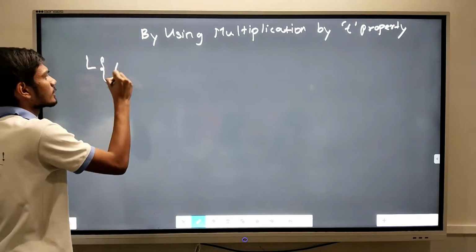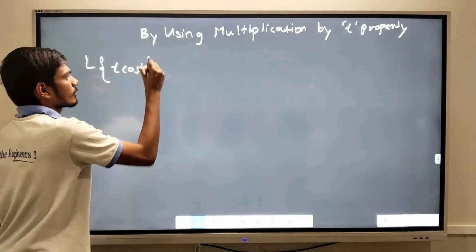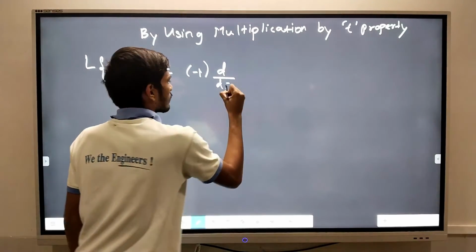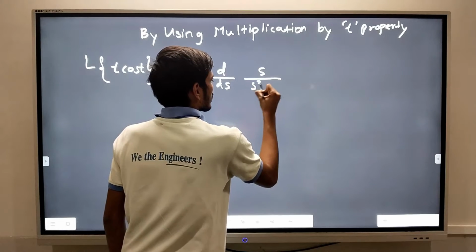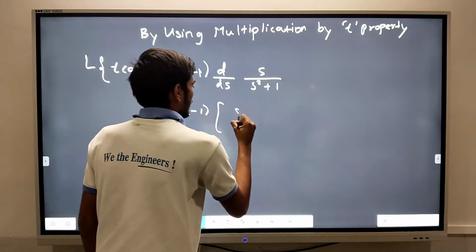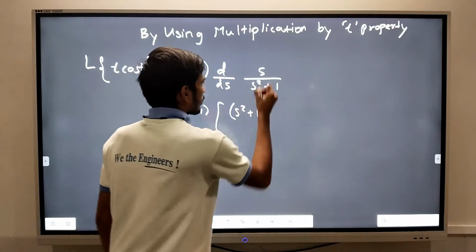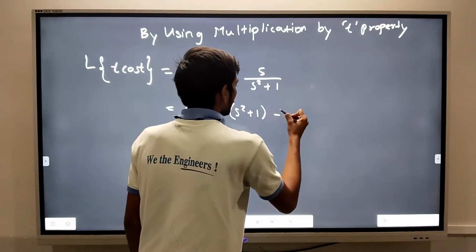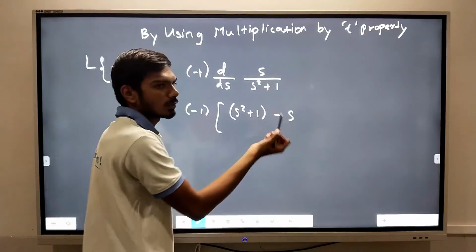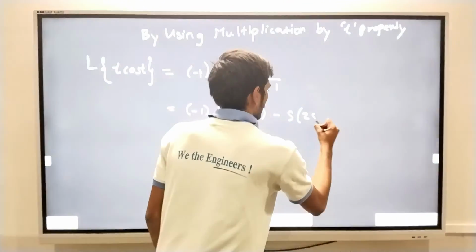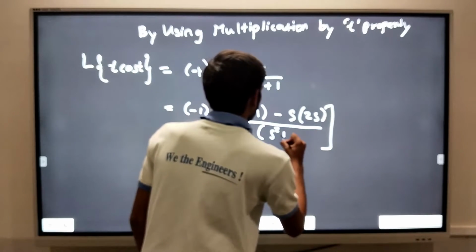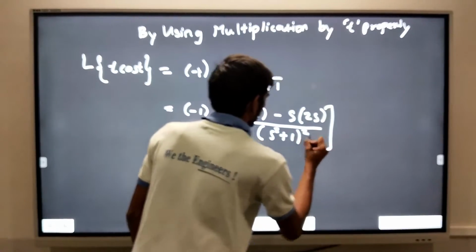Laplace transform of t cos t will be equal to minus 1 into d/ds of s upon s square plus 1. Now we will take derivative of it. It will be minus 1 into s square plus 1. So derivative of s will be 1, so we will not write it. Now s will be as it is, and derivative of s square plus 1 will be 2s. And at the denominator, it will be s square plus 1 bracket square.